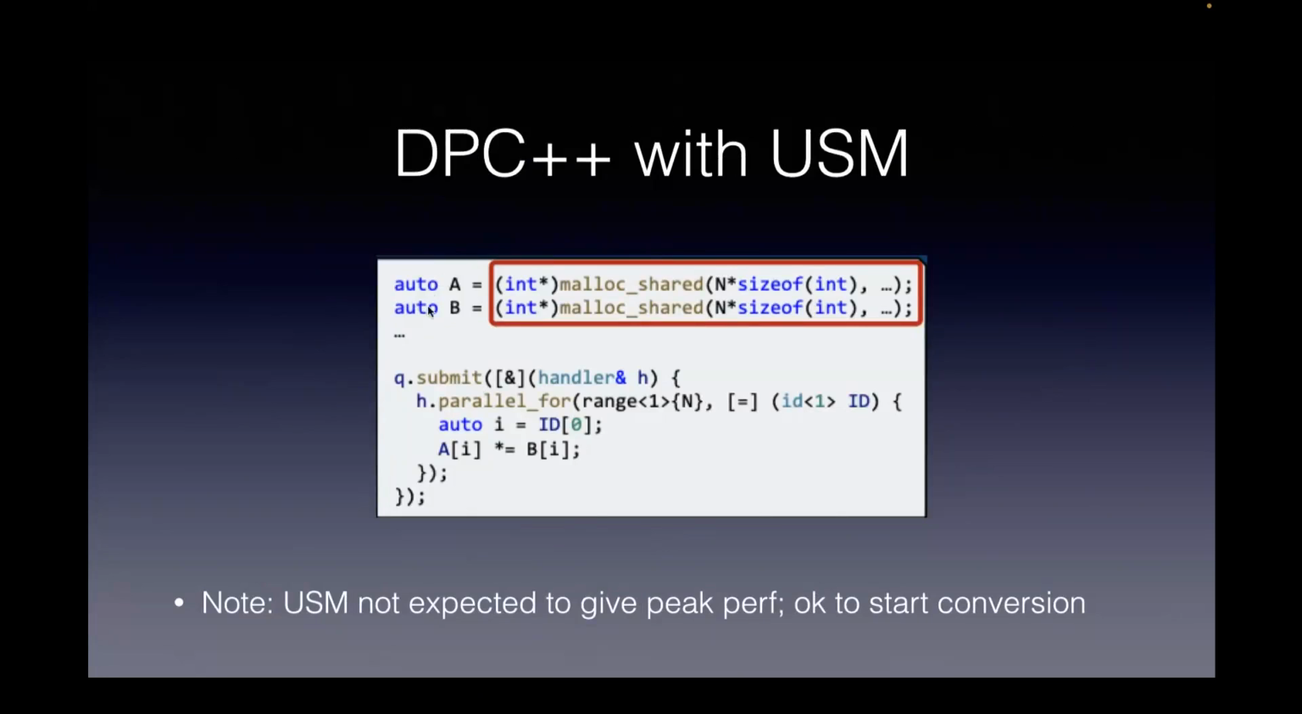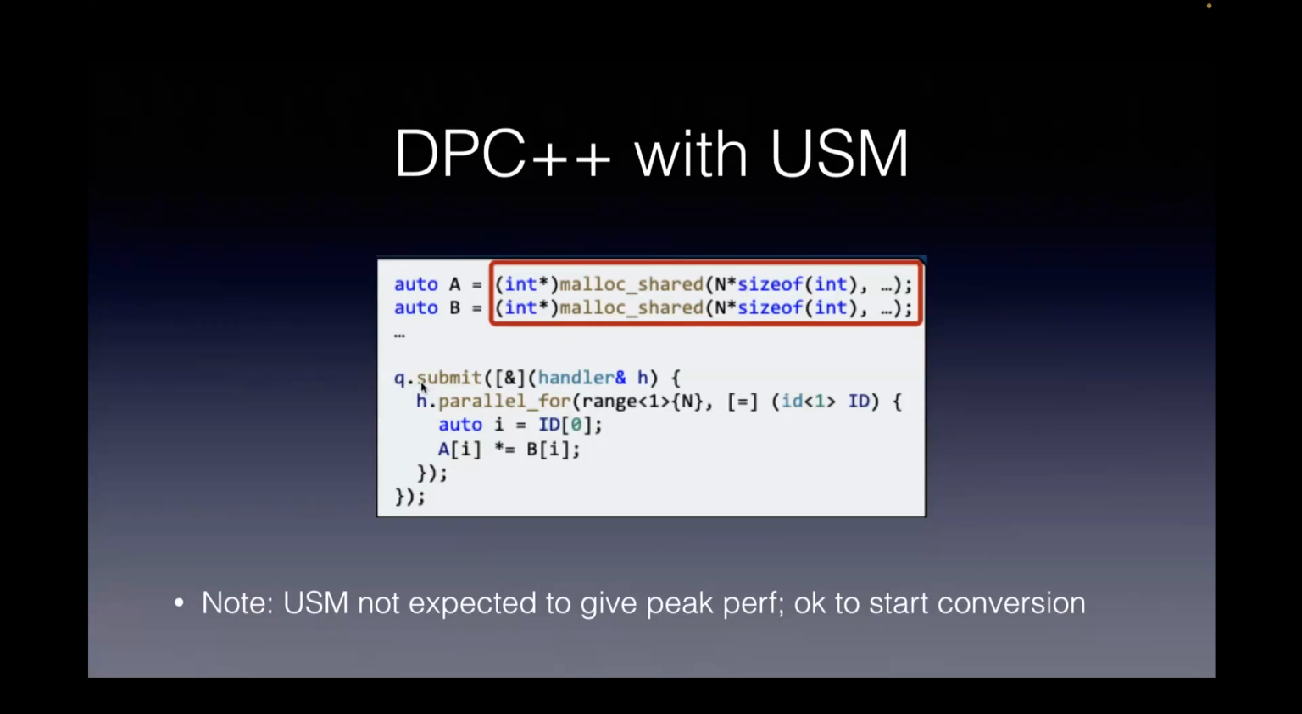So here you have two buffers, or two arrays, that are created using your typical malloc. Now this malloc is not just malloc, it's called malloc_shared. I'll tell you what that means in a minute, but let's just assume that it's malloc. So you create A, which is an int star created with a malloc, and you provide your typical n times size of int, and other arguments that malloc_shared has.